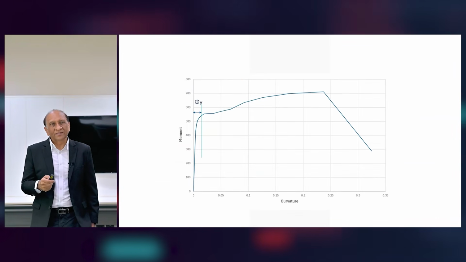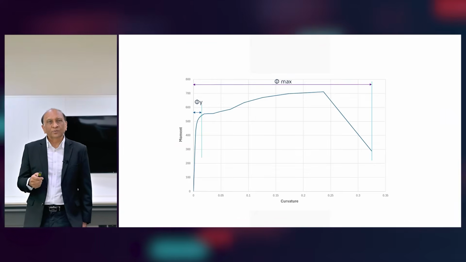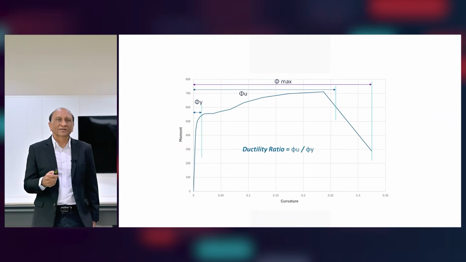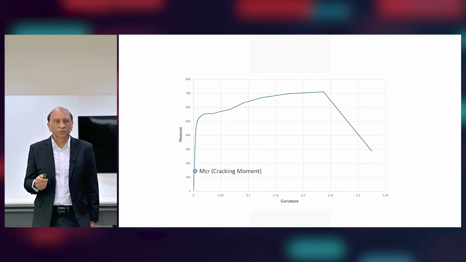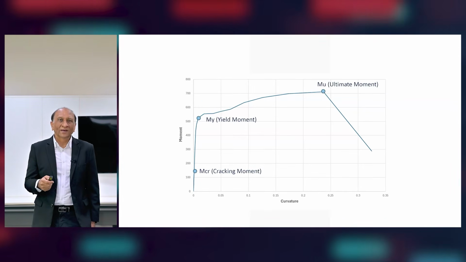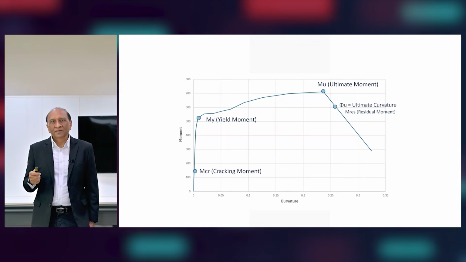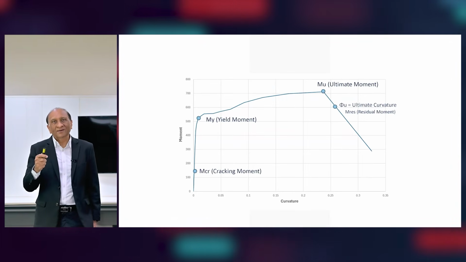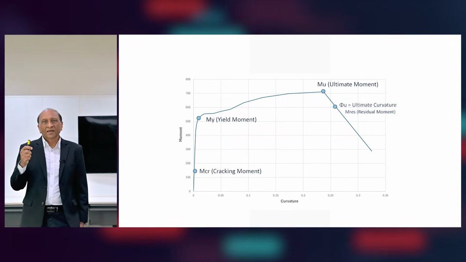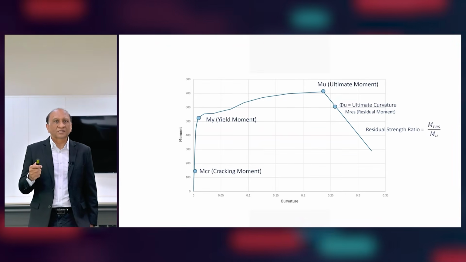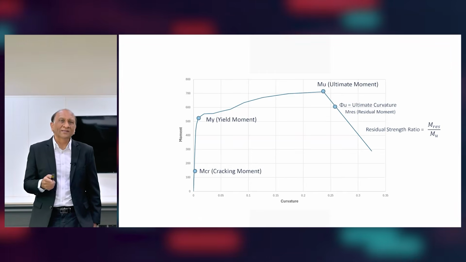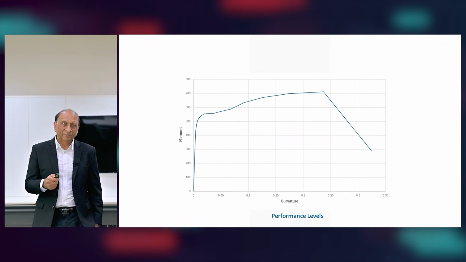We can also calculate the yield rotation, the maximum curvature, yield curvature, ultimate curvature, ductility ratio of curvature, and so on. We can also use the cracking moment, yield moment, ultimate moment. This is the true ultimate moment, not the theoretical one, ultimate moment capacity, ultimate curvature, residual moment capacity, and so on. So we can determine so many things on the curve.